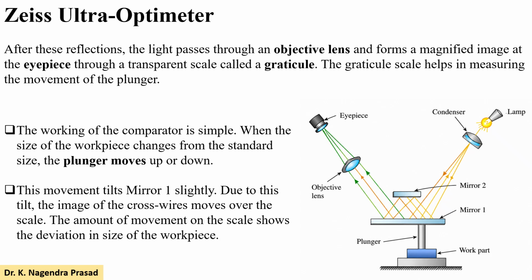So let's see the working. The working of the comparator is simple. When the size of the workpiece changes from the standard size, the plunger moves up and down. These up and down movements tilt mirror 1 slightly. Due to this tilt, the image of the crosswires moves over the scale. The amount of movement on the scale shows the deviation in the size of the workpiece.